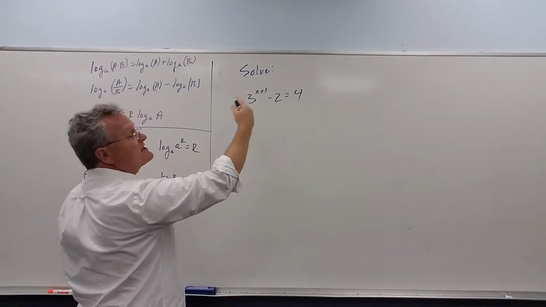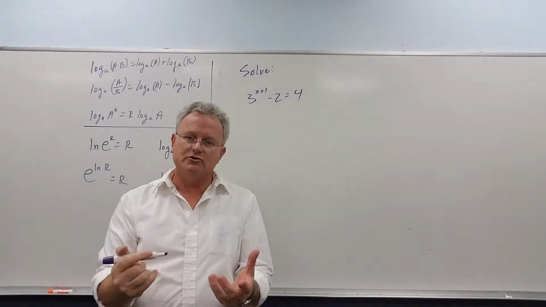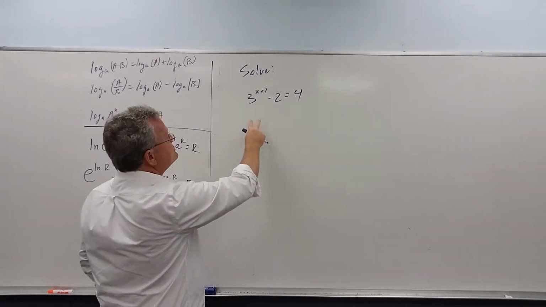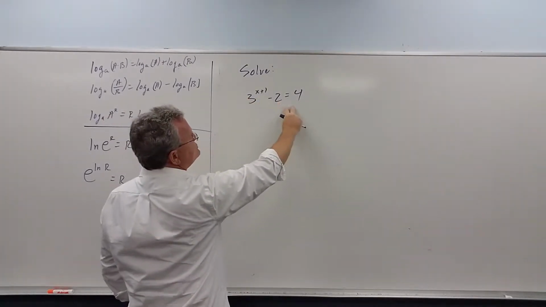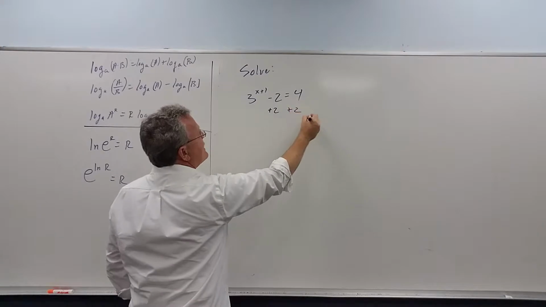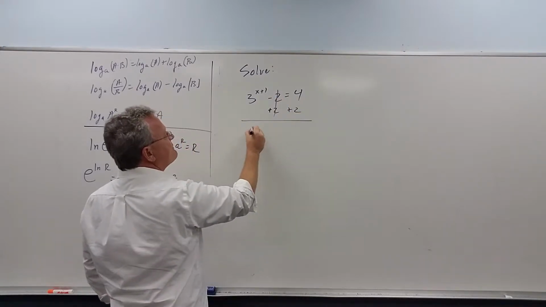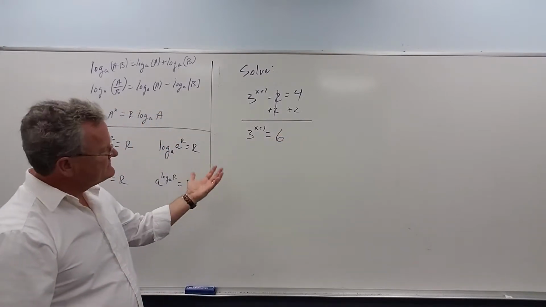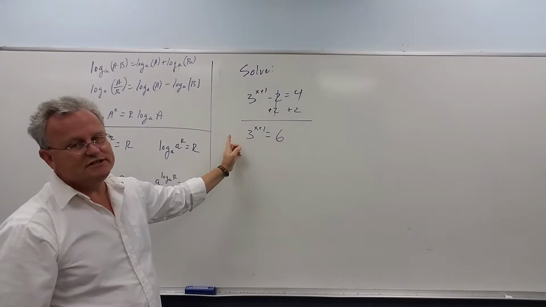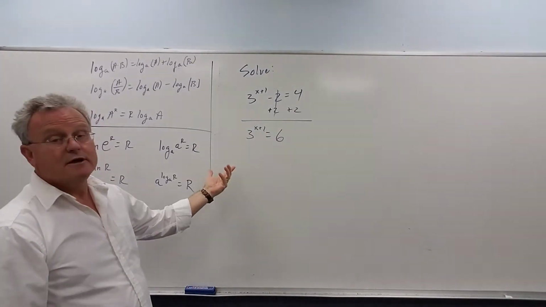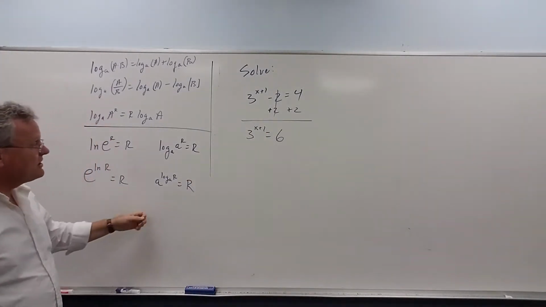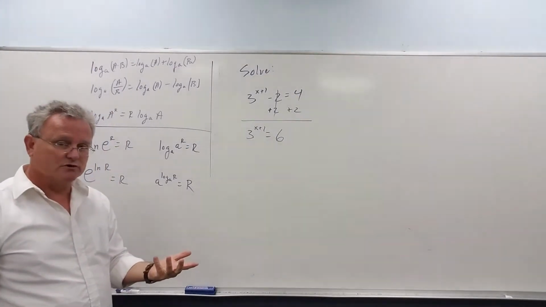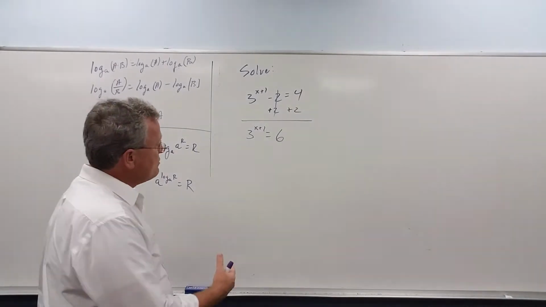So to solve this exponential equation, the first thing you want to do is get your exponential equal to a number. Here's my exponential, so I need the 2 on the other side. I add 2 to both sides, and we get 3 to the x plus 1 equals 6. Now you have a few choices here. I usually take the natural log of both sides, but because this is a 3, some people take the log base 3 of both sides. I'm going to do this both ways.